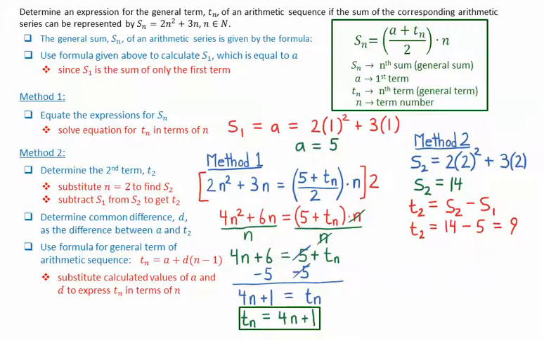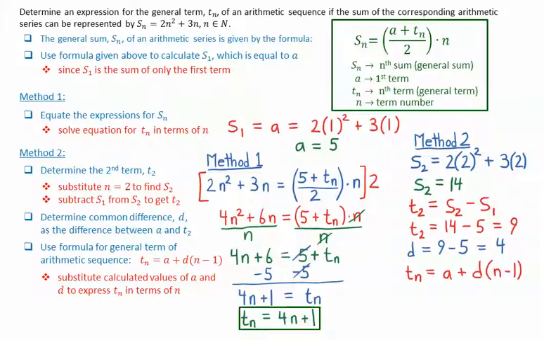Now that we have the first term and the second term, we can determine the common difference by subtracting the second term minus the first term, giving us d equals 4. Now that we have our common difference and our first term, we can substitute these into the equation for the general term of an arithmetic sequence.